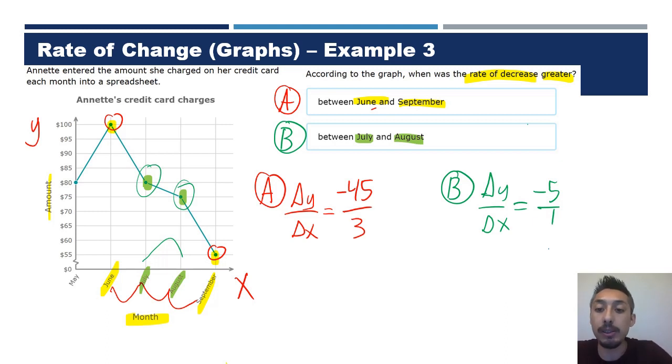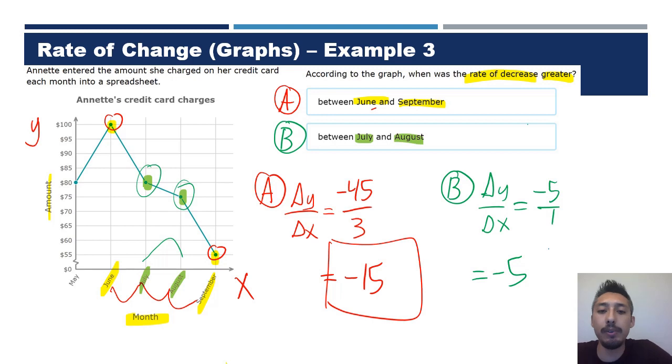So which one's correct? Which one is more negative? Which one has a bigger decrease? If you were to simplify these, you would get a negative 15 here and you would get a negative 5 right here. So which one's more negative? The one that's more negative is negative 15, option A.